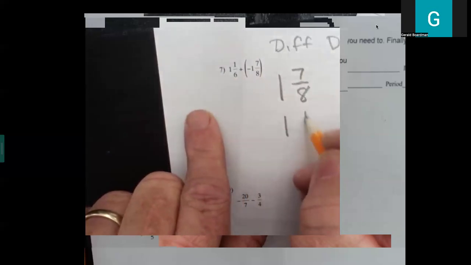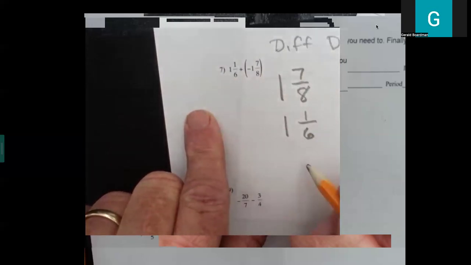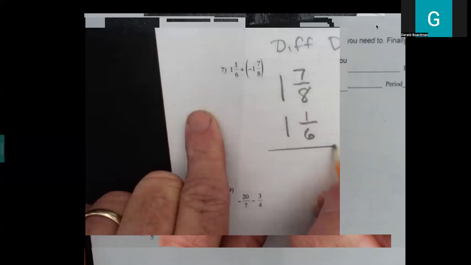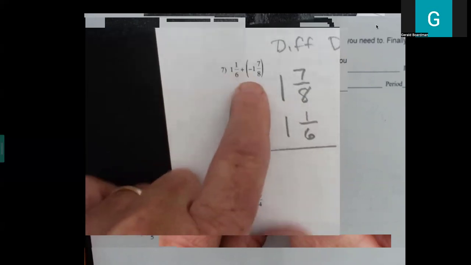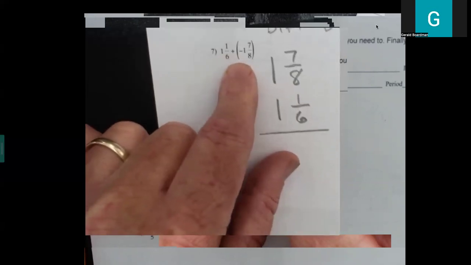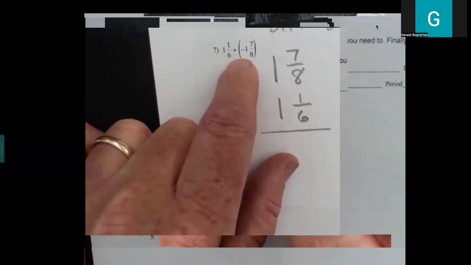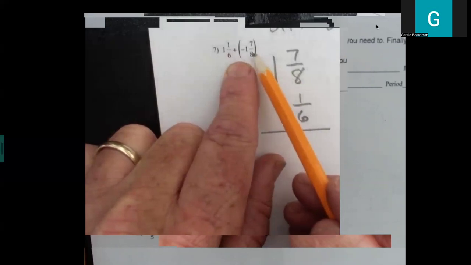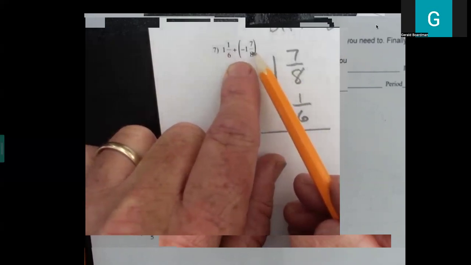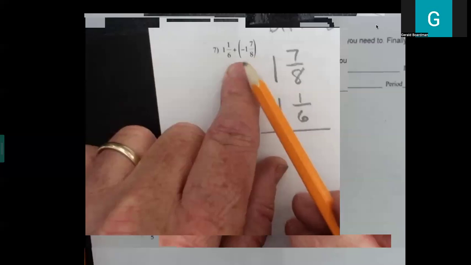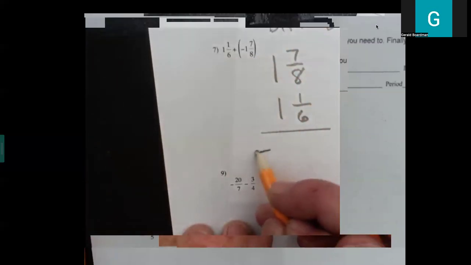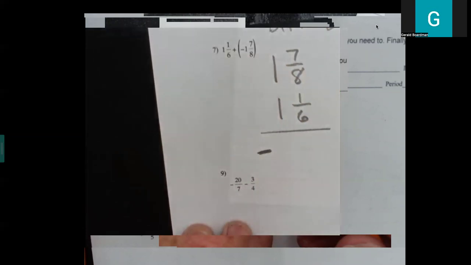Now the 1 1/6 I put underneath. Everyone see? I know that my answer is going to be negative. Can you just think for a second about why my answer is going to be negative here? Because the bigger one's negative, right? So if the bigger one's negative, then your answer is negative. If the bigger one was positive, your answer would be positive. So I know my answer is going to be negative here.